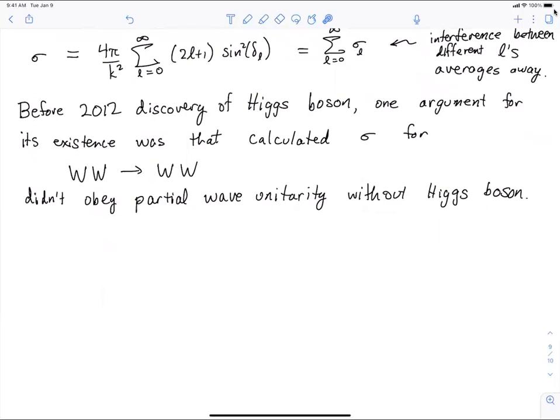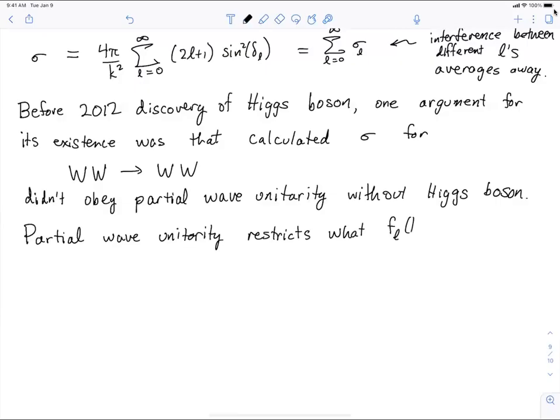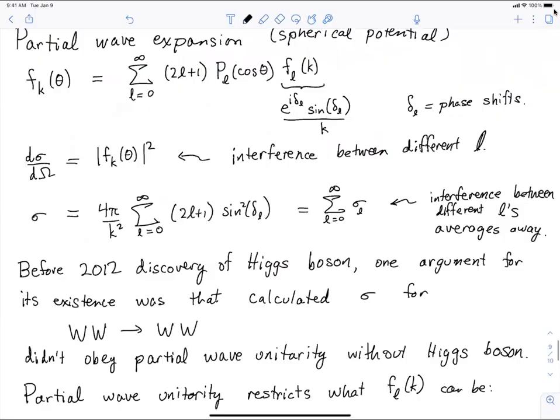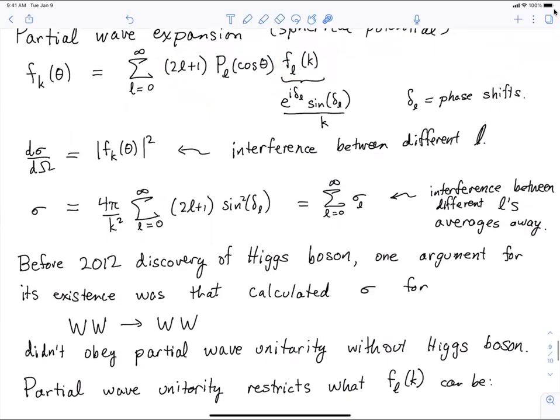Okay, so another way of expressing partial wave unitarity, other than just the total cross-section, is that it restricts what your scattering amplitudes can be. So partial wave unitarity restricts, for each L, what our function f_L of k is, or what it can be. Just a reminder, this is our f_L of k. It's the thing that gets multiplied by the Legendre polynomial to give you the scattering amplitude.